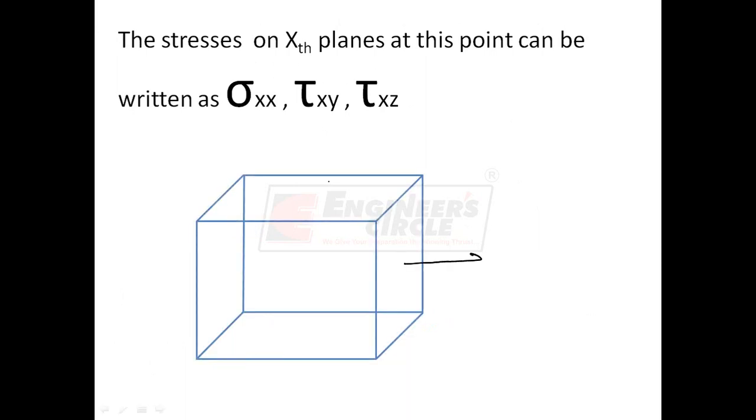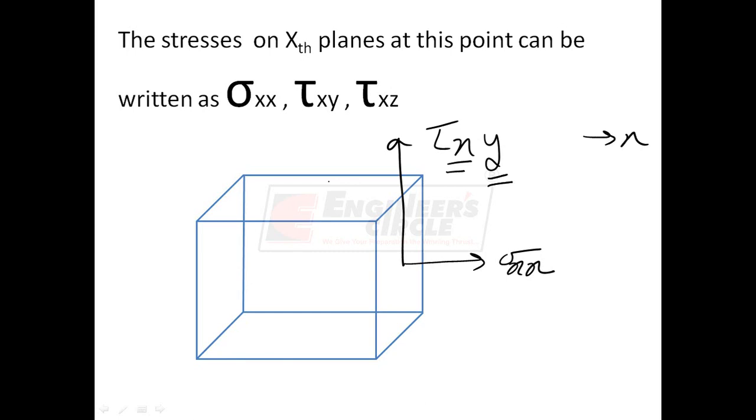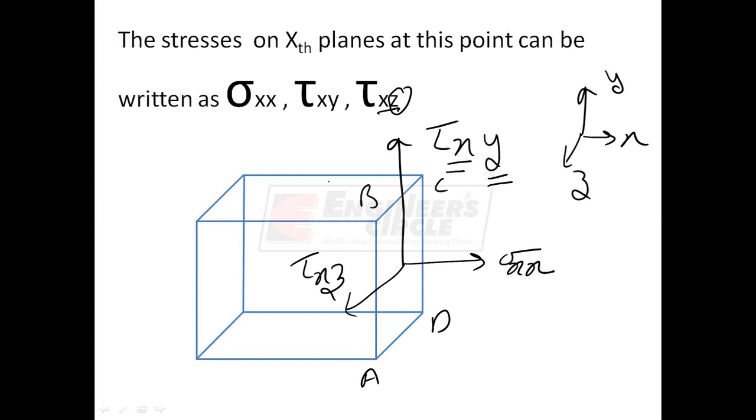On this xth surface, one normal component sigma xx, one shear component that is tau xy, that is shear stress on the xth plane in the yth direction. This is the x direction and this is y, this is z. Similarly, tau xz means the stress is on the xth plane, that is on plane ABCD, and on the xth plane it is in the zth direction, that is this direction. This therefore can be written as tau xz.